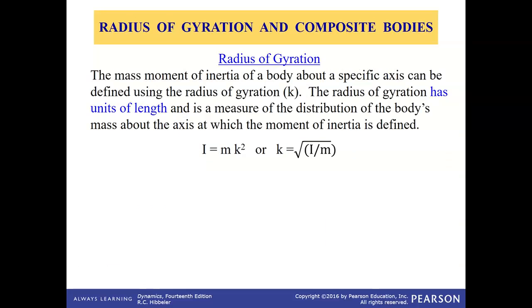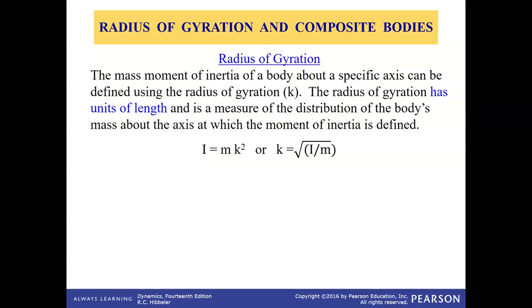And this is the concept of radius of gyration. The mass moment of inertia of a rigid body about a specific axis can be defined using the radius of gyration k. The radius of gyration has the unit of length, and it's a measure of the distribution of the body's mass about the axis at which the moment of inertia is defined. Anyways, just go through this paragraph. I'll give you a simple explanation in the next slide.